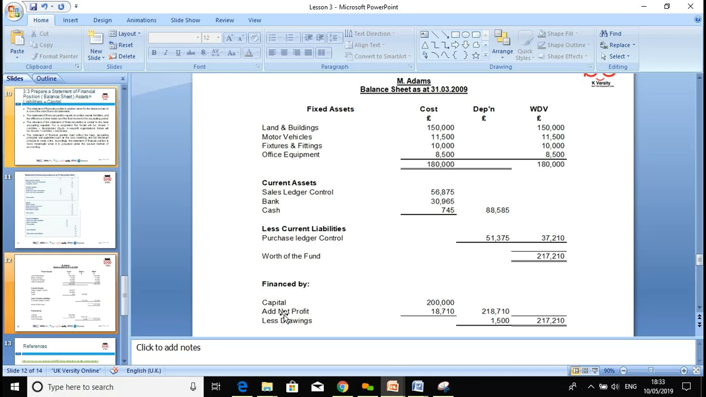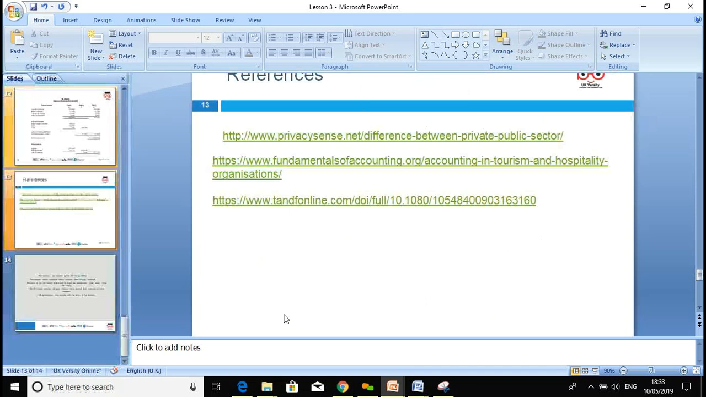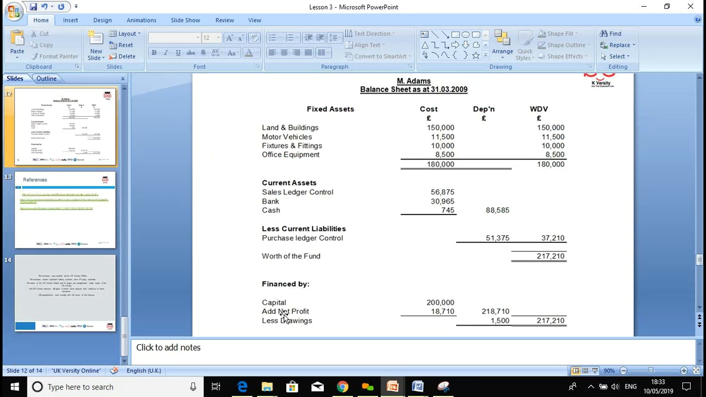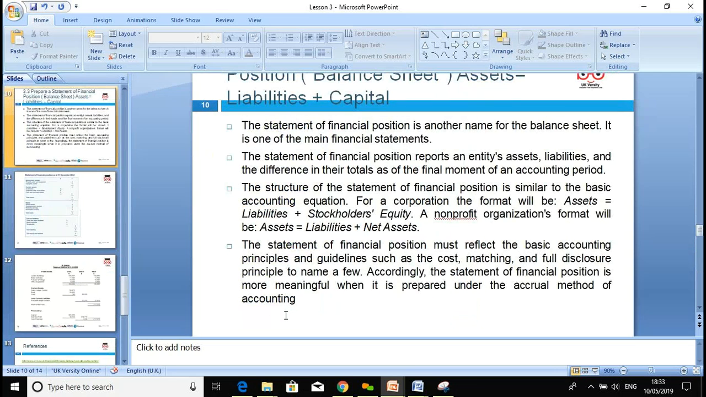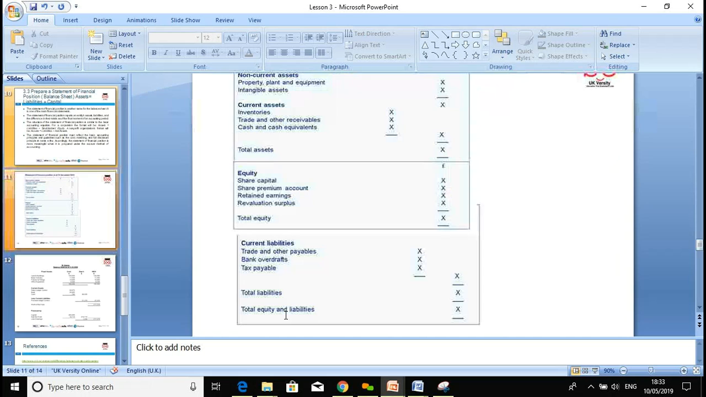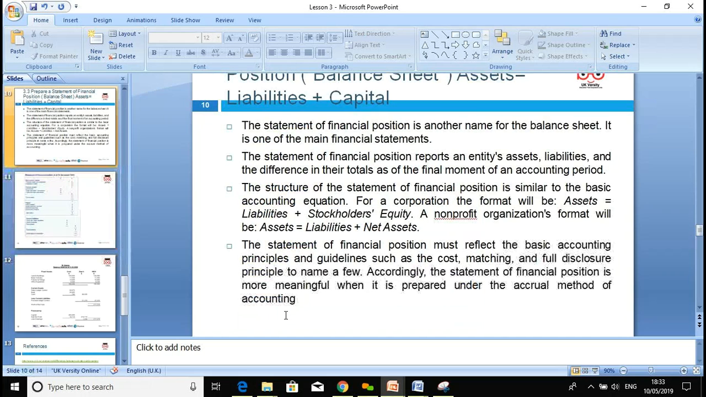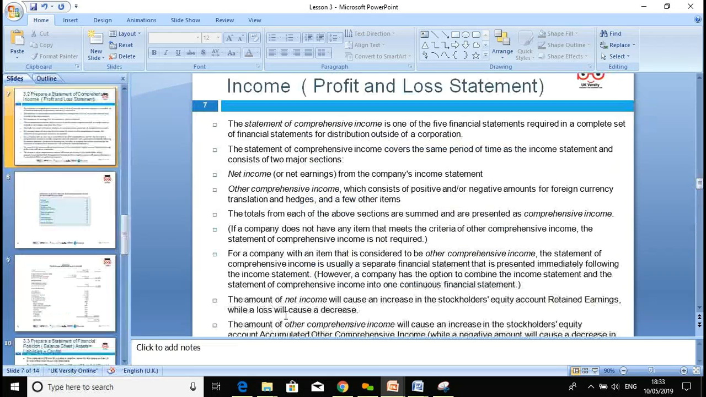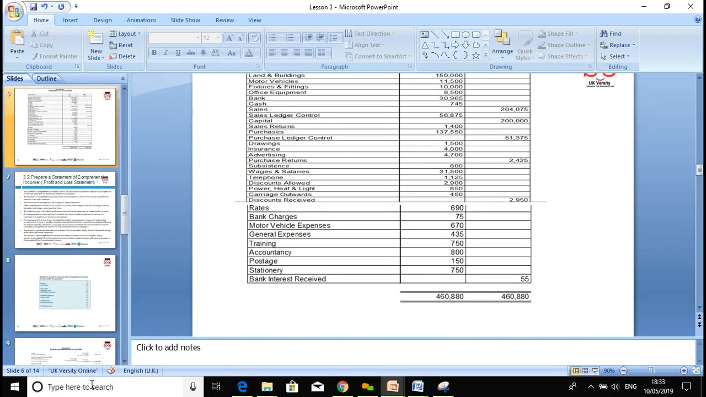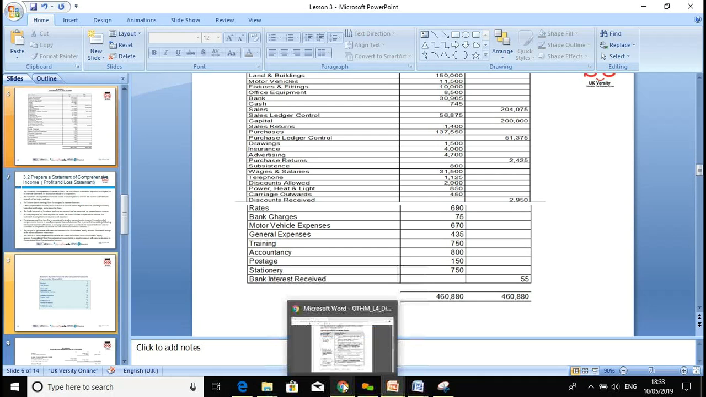So that's our learning outcome 3 today, where we discussed the statement of profit and loss. We also call it the statement of comprehensive income. And the statement of financial position shows the assets, liabilities, and capital. If you want to see any company, we can find these statements online. Okay. So now we'll go through the assignment.